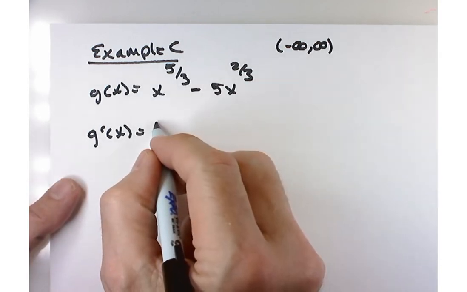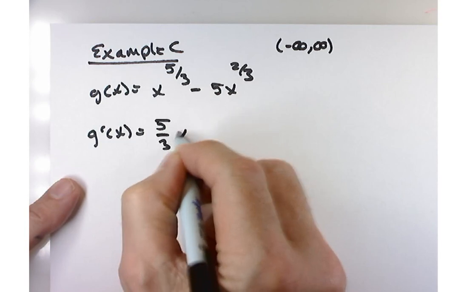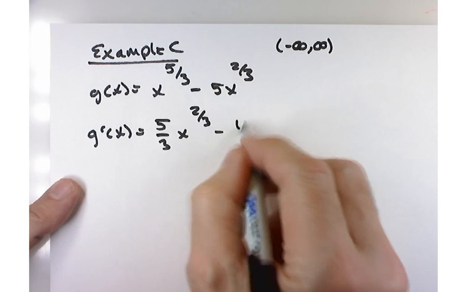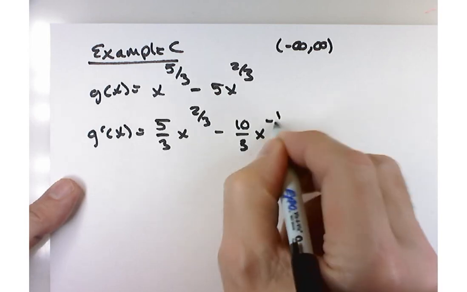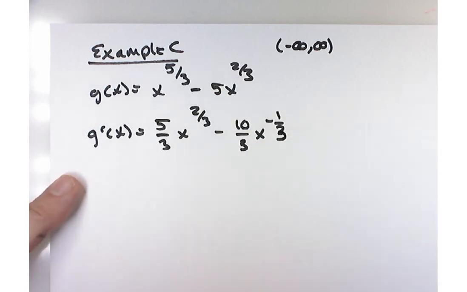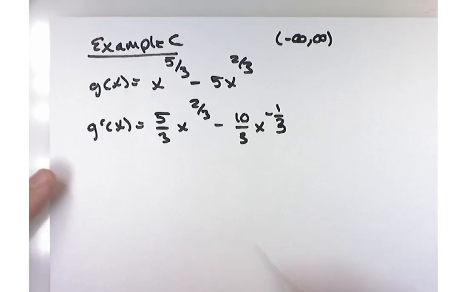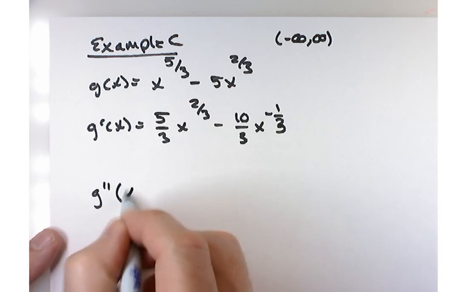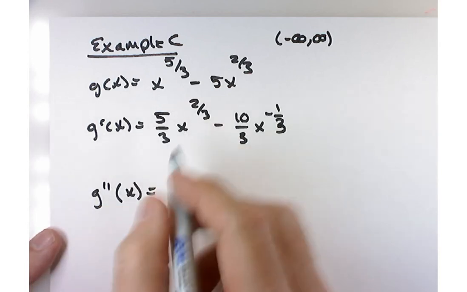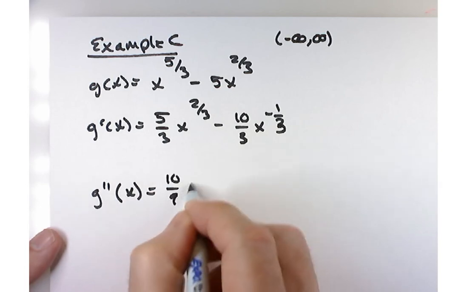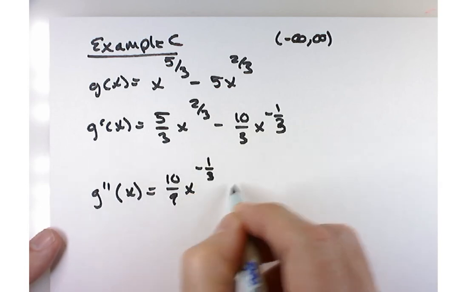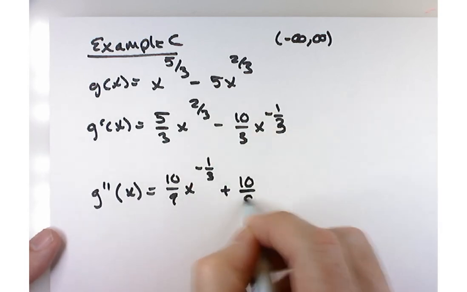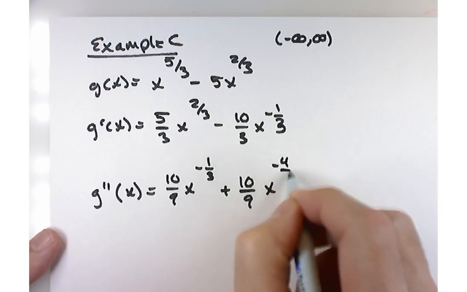The first derivative looks like this. 5/3 x to the 2/3 minus 10/3 x to the negative 1/3. Okay. And you can calculate the second derivative without too much problem. G double prime of x is going to be 10/9 x to the negative 1/3 plus 10/9 x to the negative 4/3.